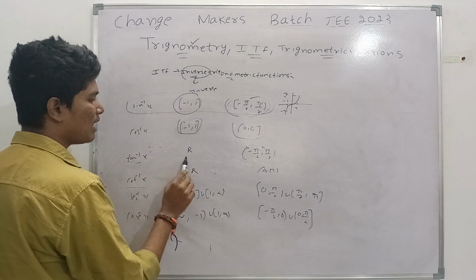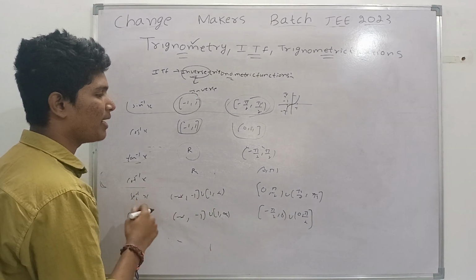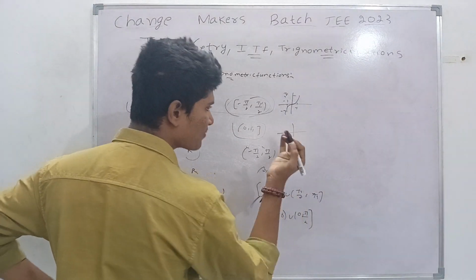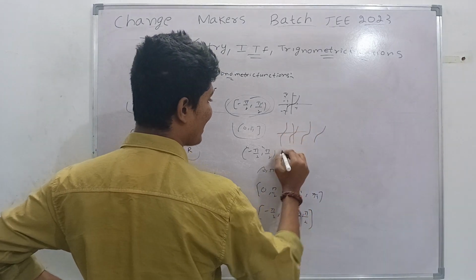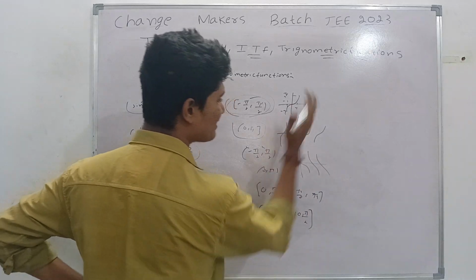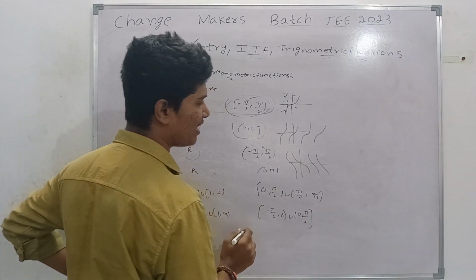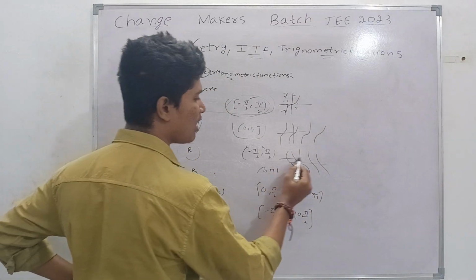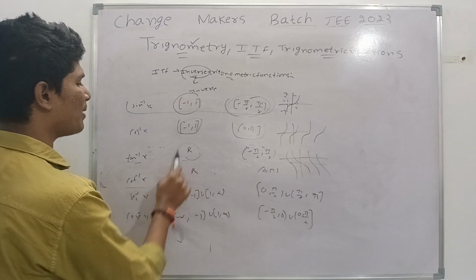And next, tan inverse x. The domain is R, which means you can keep any value in this domain. What is the graph of tan x? This is the graph of tan x, and it will be swapped and come like this. This is the graph for tan inverse x. So when you observe, it is always one-one, not many-one. So you cannot restrict the domain. The actual domain is the answer.